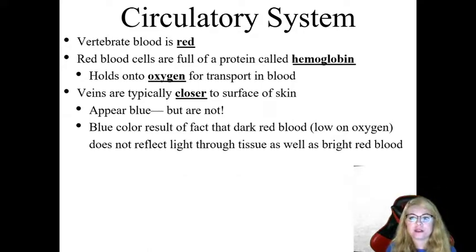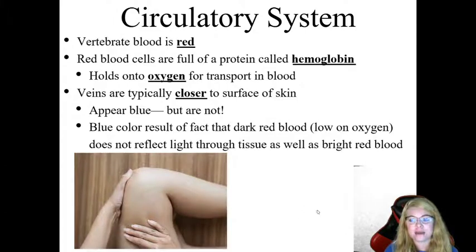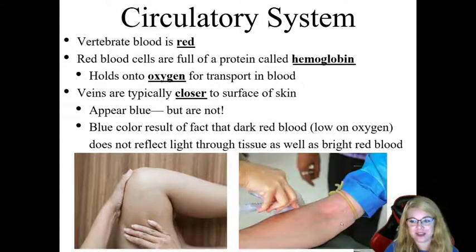But veins are typically closer to the surface, so when you look at your skin, if you're really pale like me, the veins are what are closer to the surface, and they appear blue, but they're not actually blue, because blood is red. The blue color results from the fact that the dark red blood, which means it's low on oxygen, does not reflect light through the tissue as well as bright red blood. So you can see here in my 2 images, they look blue, but they are not in fact blue. It's just a trick your eyes are playing with the way the light and your skin react with those veins right under your skin.